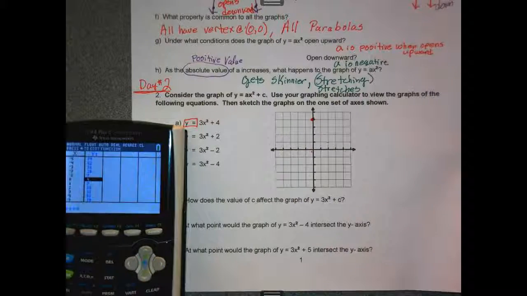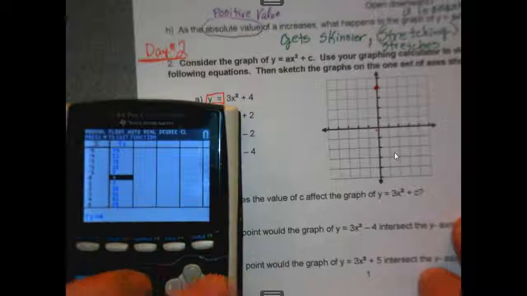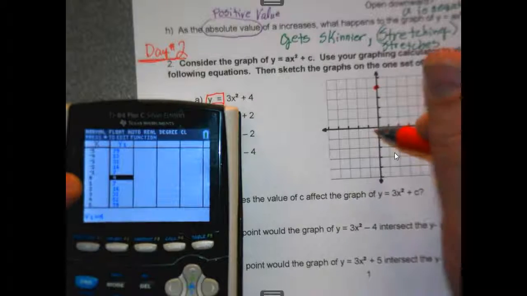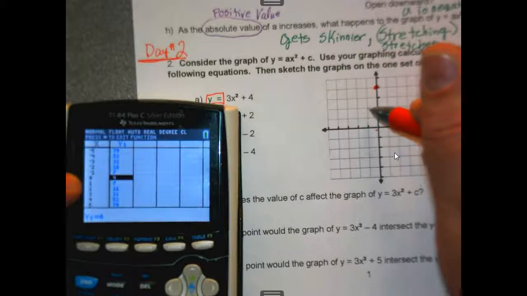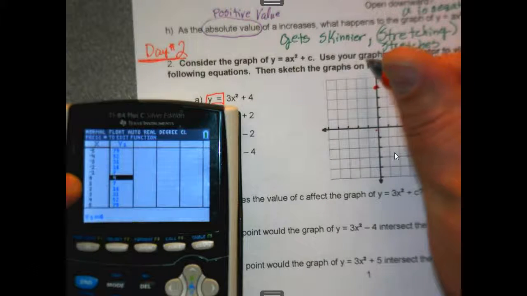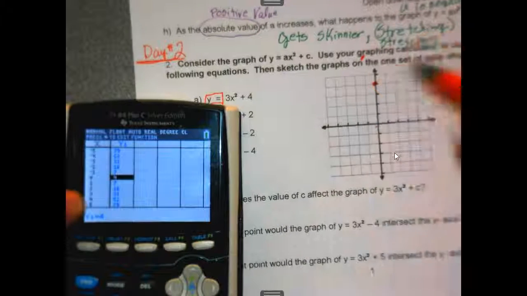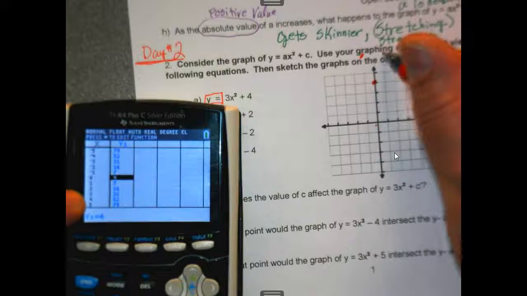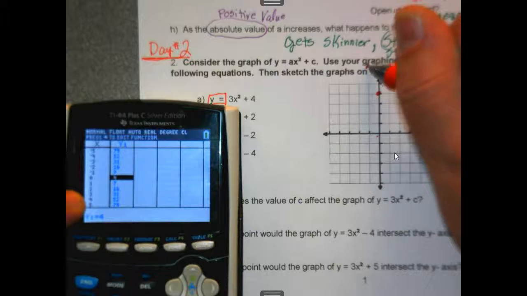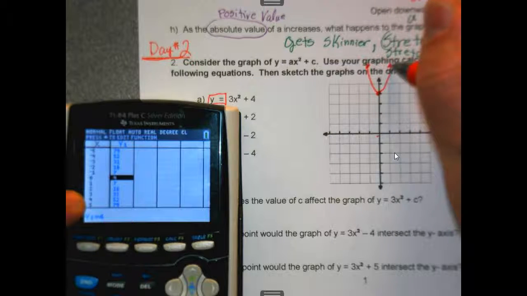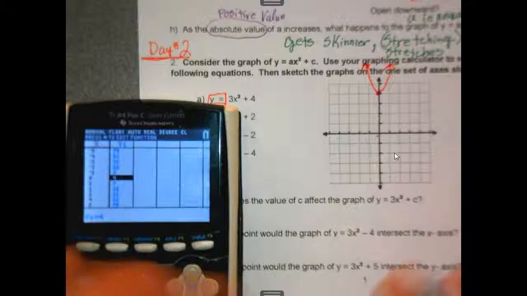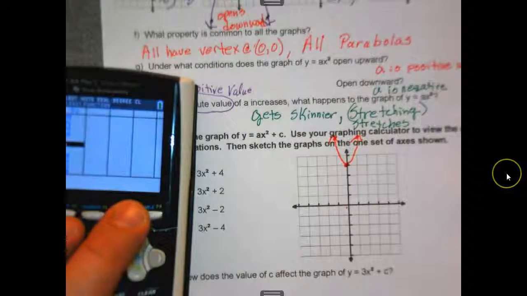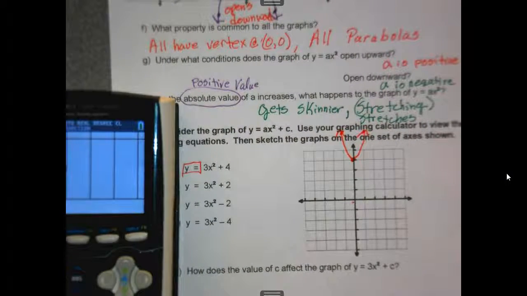All right. So I got the points. My vertex at 0, 4. And my other couple of points here, -1, 7. 1, 2, 3, 4, 5, 6, way up here, 7. And I got 1, 7, way up there. So here's my first graph. Okay. My second graph is going to be plus 2. Y equals plus 2.